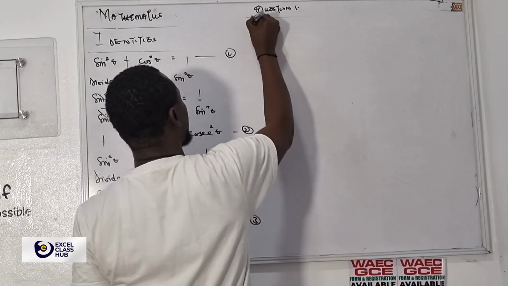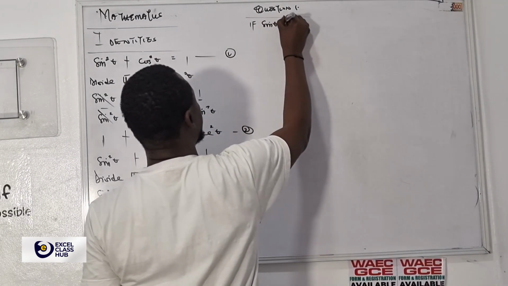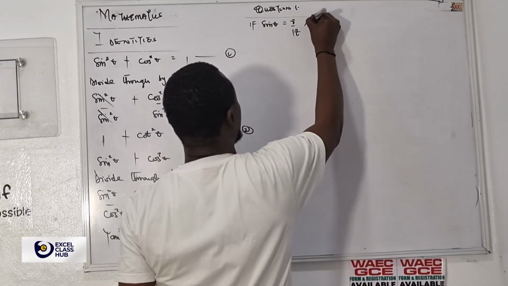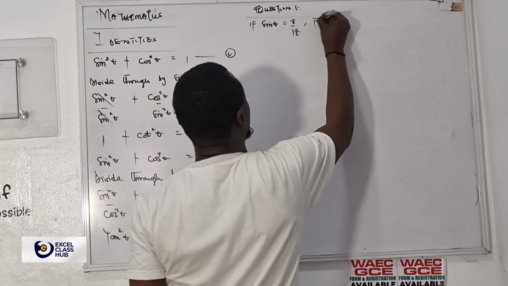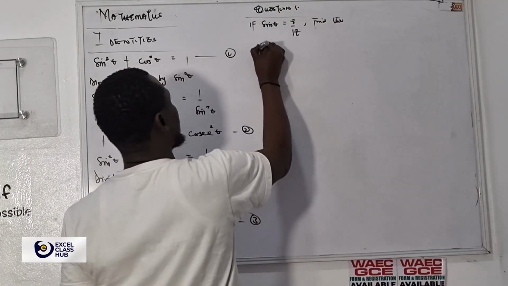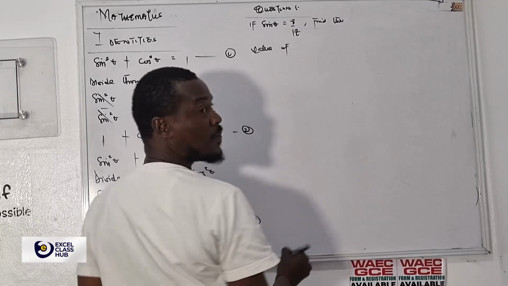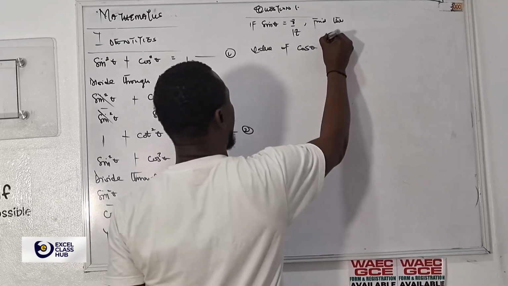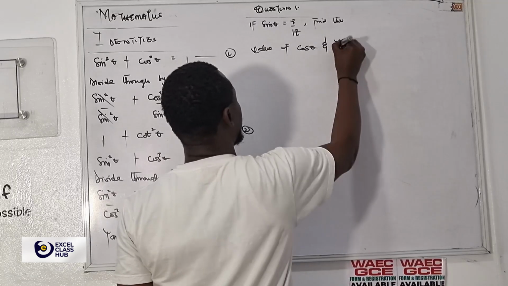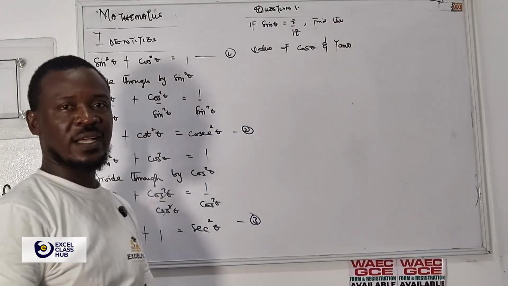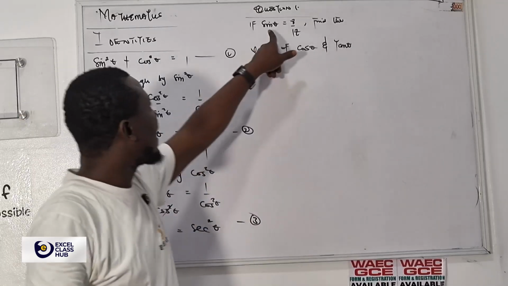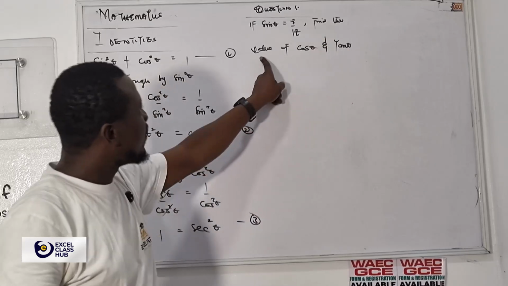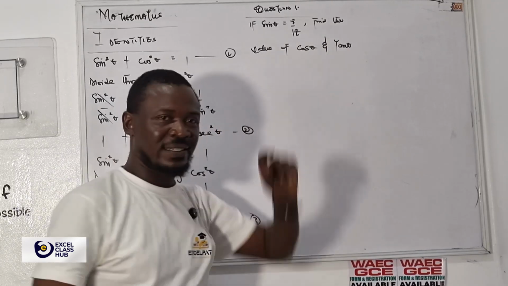Question number 1 says, if sine theta equals 8 over 17, are you with me, student? The question now says, find the value of cos theta and tan theta. For example, let's take a look at this example, student. If sine theta equals what? 8 over what? 17. Find the value of cos theta and tan theta.